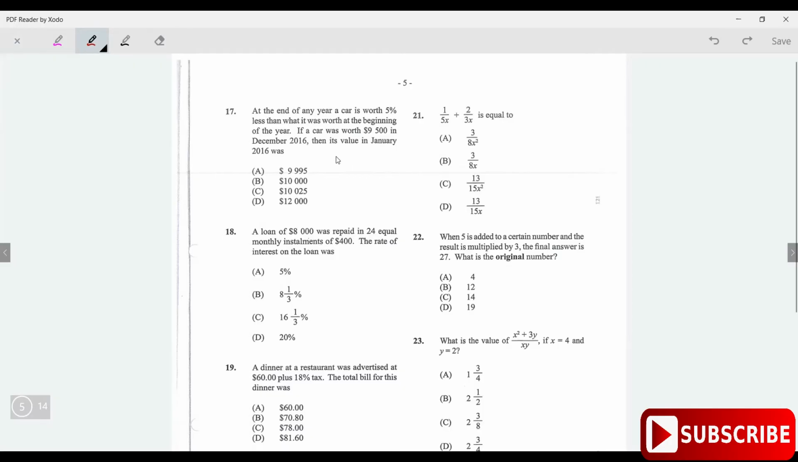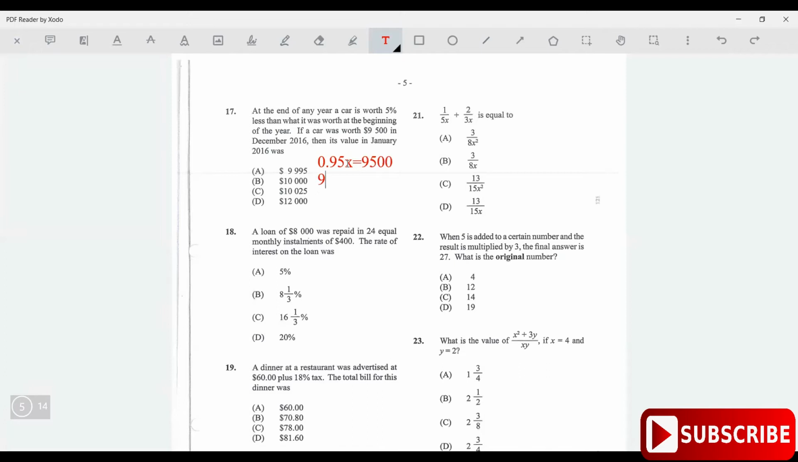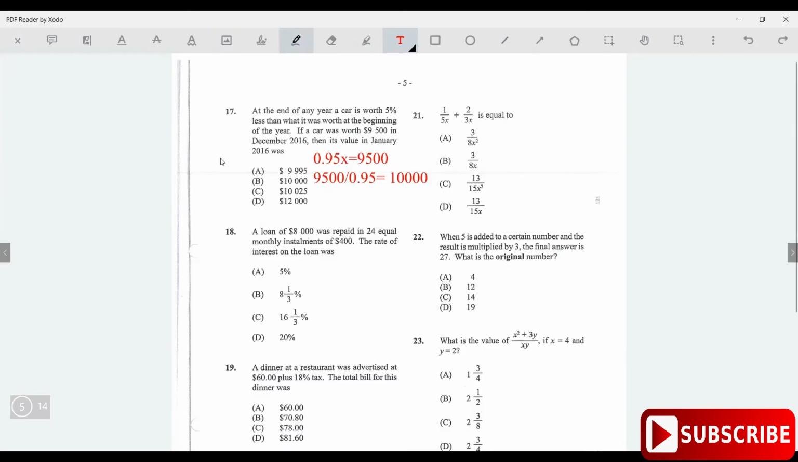So that means what we're saying is 95% is 0.95 times the original price X is 9,500. So you divide 9,500 by 0.95, and what you're going to get is 10,000. So that is X. X is 10,000. So that's the original cost of the car. Easy question.